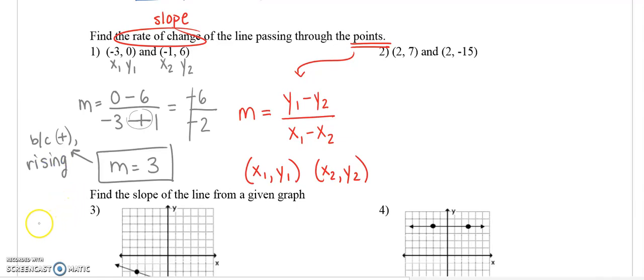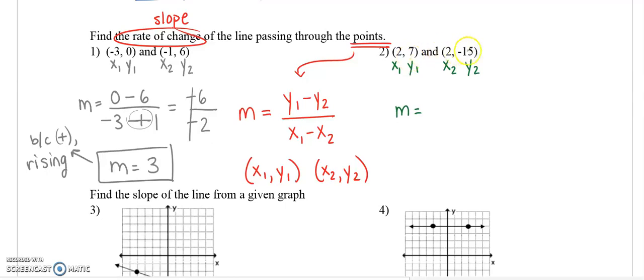So you should imagine a line that's going up left to right. Okay, let's try it again. Number 2, again, 2 points, 2, 7 to negative 15. So my first one is x1, y1. My second one is x2, y2. Now, does it matter which one's point 1 and which one's point 2? Not at all. You can switch it around. It'll still work in the equation.